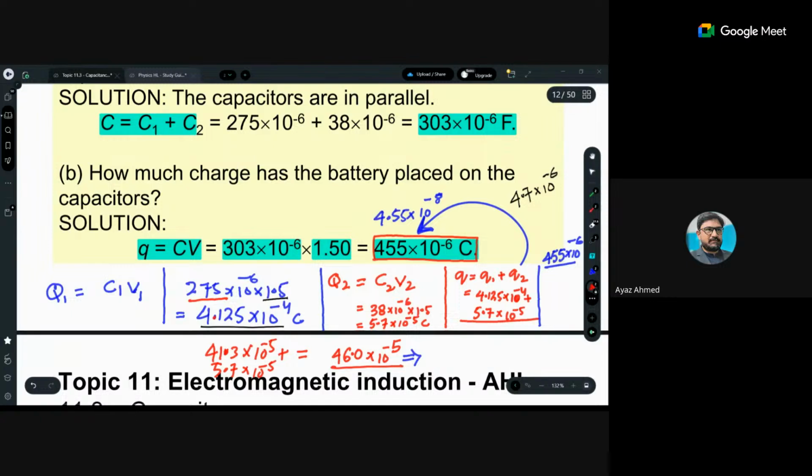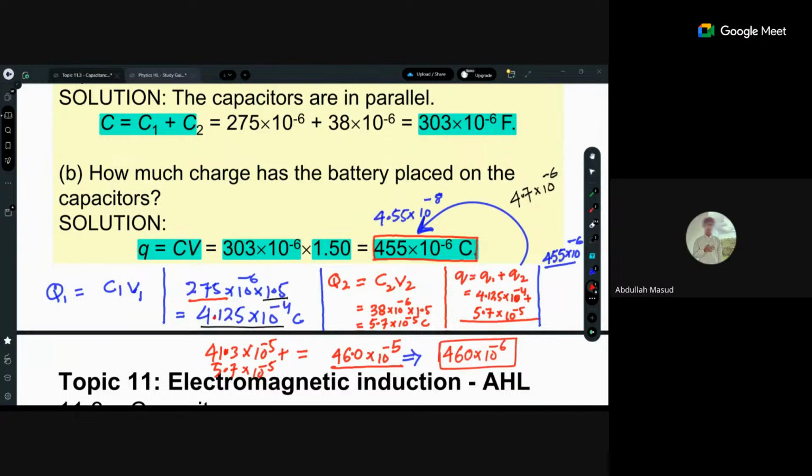No. Here we made a mistake. Now it is 46 exponent minus 5. So if I want to make it 4 minus 6, I would like that 460 into 10 raised to the power minus 6. Is it clear?